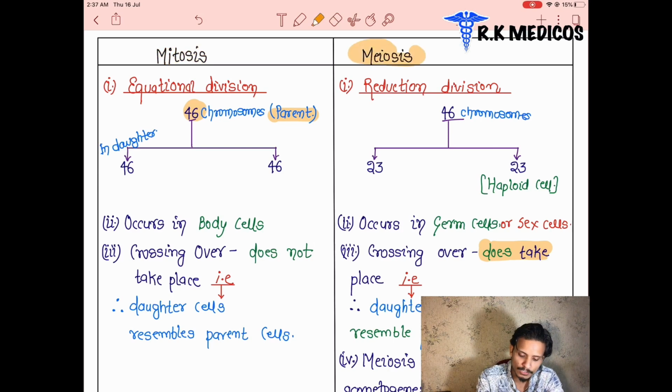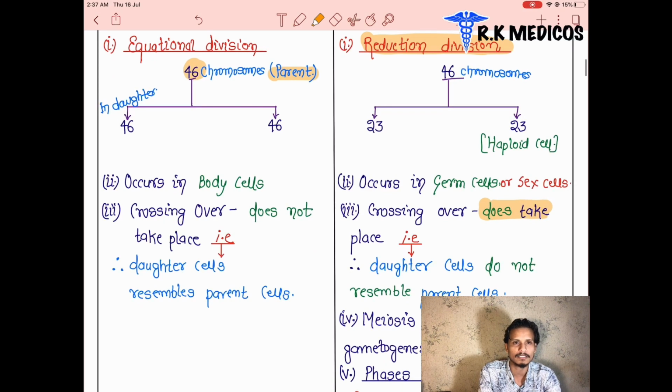In the parents there are 46 chromosomes, but in the daughter, 23. Whether it is transferred to a son or a daughter, only 23 chromosomes are transferred. It means that somehow it gets reduced from 46 to 23. This leads to reductional division. It means they are reductional.